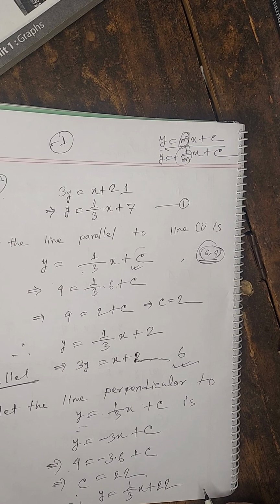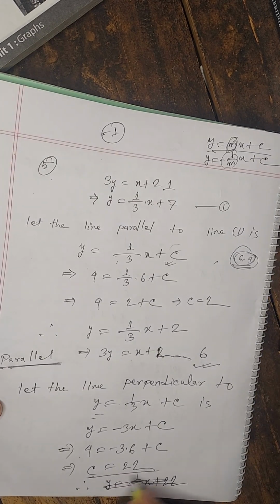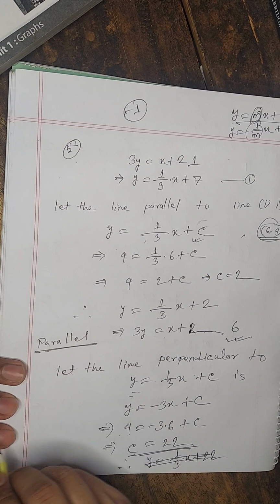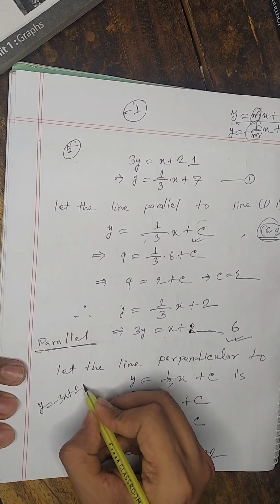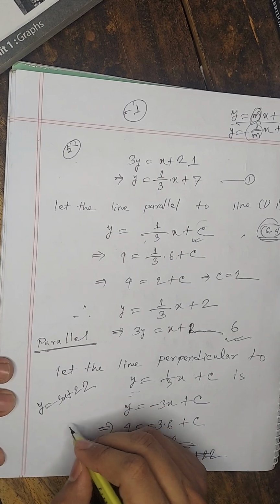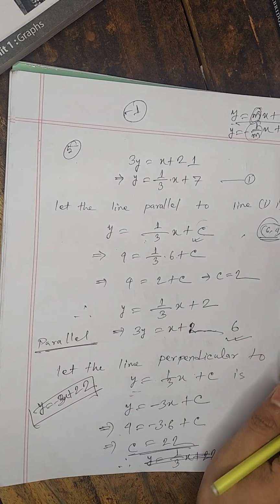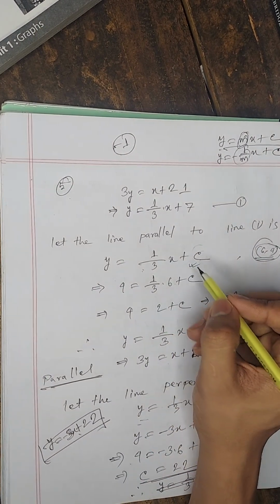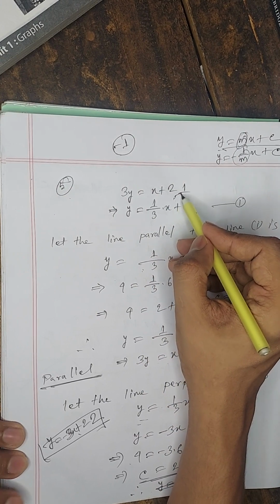So the required equation has c equal to 22. That's how we get y is equal to minus 3x plus 22. This is our required equation, which is perpendicular. This line will be perpendicular to this line.